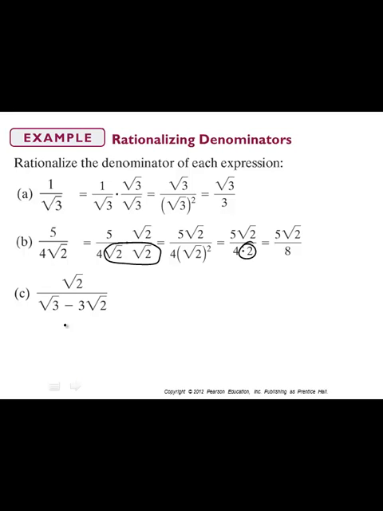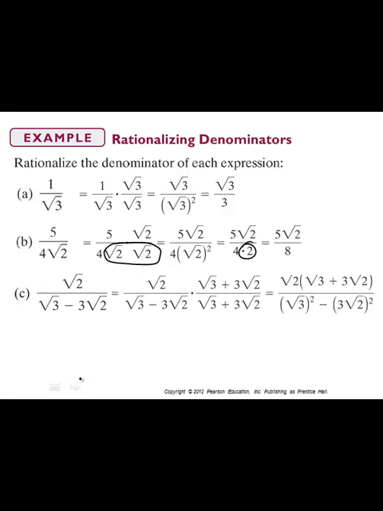Alright, next fraction here, we have square root of 2 divided by square root of 3 minus 3 root 2. Folks, whenever you have sums or differences involving radicals, then multiply by some fraction where the numerator and denominator are the conjugate of the denominator of the first fraction. So in this case, we will multiply by this guy right here. We have square root of 3 plus 3 root 2 over square root of 3 plus 3 root 2, which is the conjugate of the denominator of the fraction.